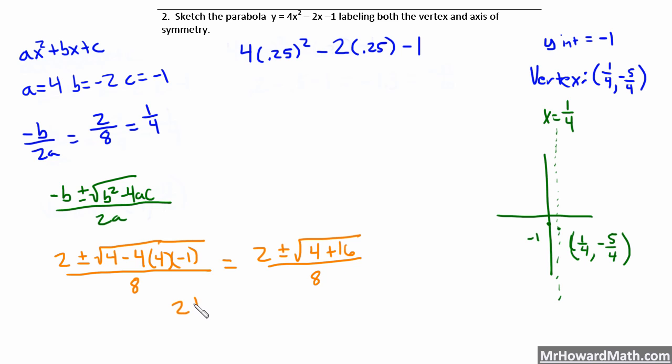So it's 2. I'm not going to mess with this any more than this. 2 plus or minus square root of 20 over 8. We could actually work that out a little more, but I'm just going to leave it this way. Okay, 2 plus or minus square root of 20 over 8. So those are your two roots.